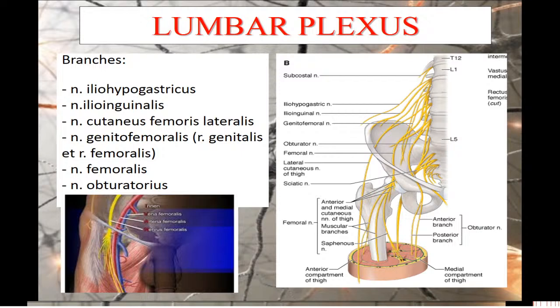Biggest branch of lumbar plexus is, of course, femoral nerve, nervus femoralis. It mostly passes inside of the small pelvis and exits to the region of the thigh via the muscular space, lacuna musculorum. Maybe you remember this structure was described in the structure of the femoral canal. Here it passes together with the iliopsoas muscle. It's located most laterally to the femoral vessels.